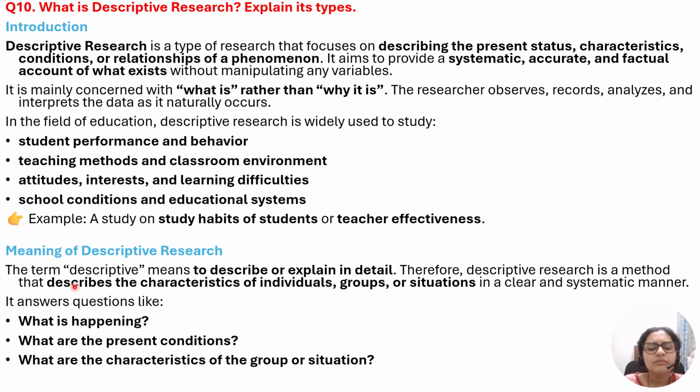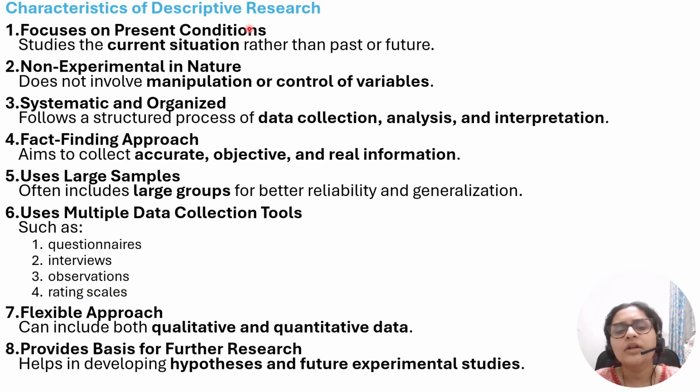What is the meaning? Descriptive means to describe or explain anything in detail. It answers questions like what is happening, what are the present conditions, what are the characteristics of the group. What are the characteristics of descriptive research?